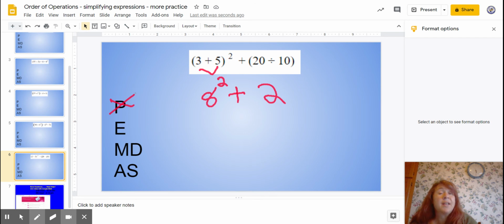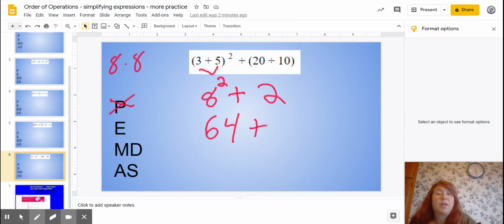This problem does have an exponent, so that's my next step. I need to address this 8 squared. Well, if off the top of my head I don't know what 8 squared is, 8 squared would be the same thing as 8 times 8. So I can use my calculator to figure that out. Go 8 times 8 is 64.